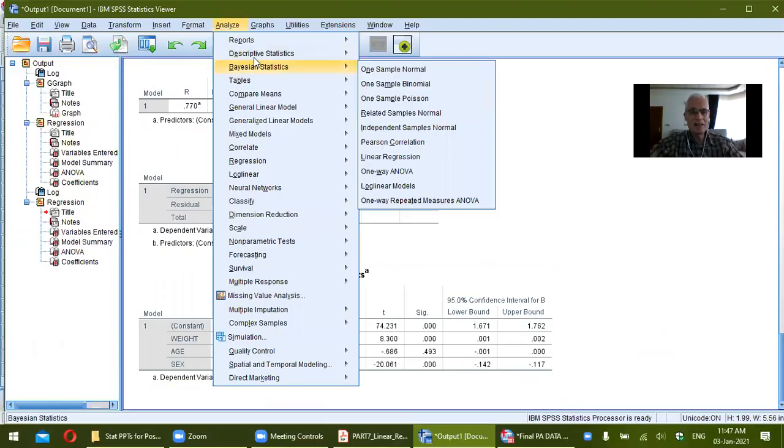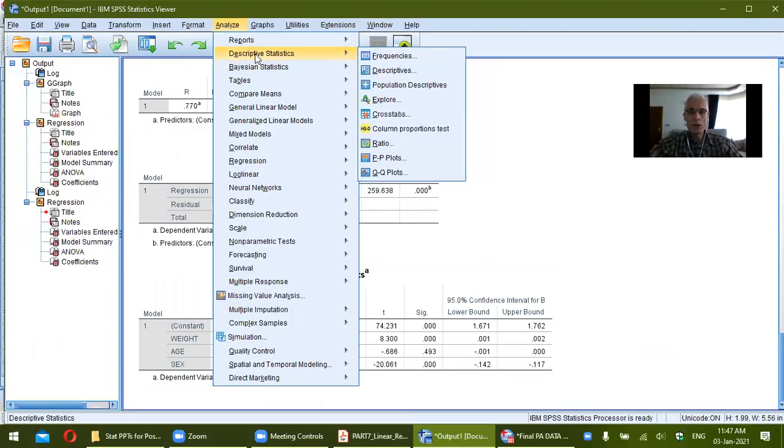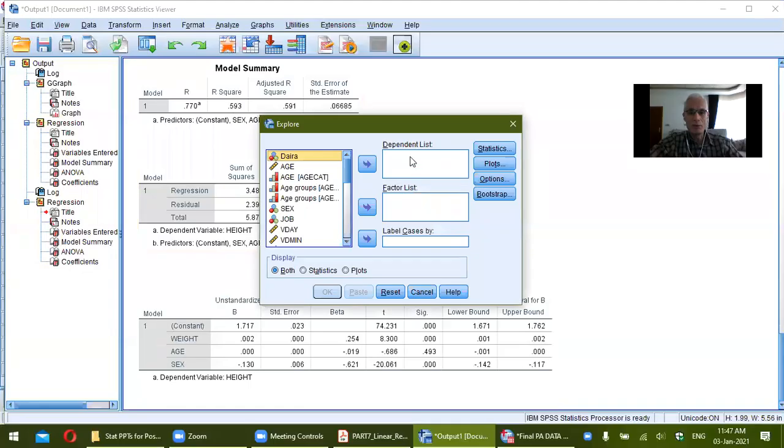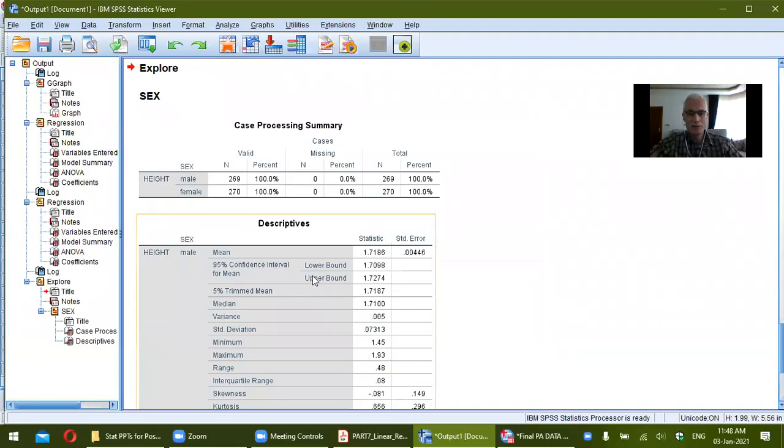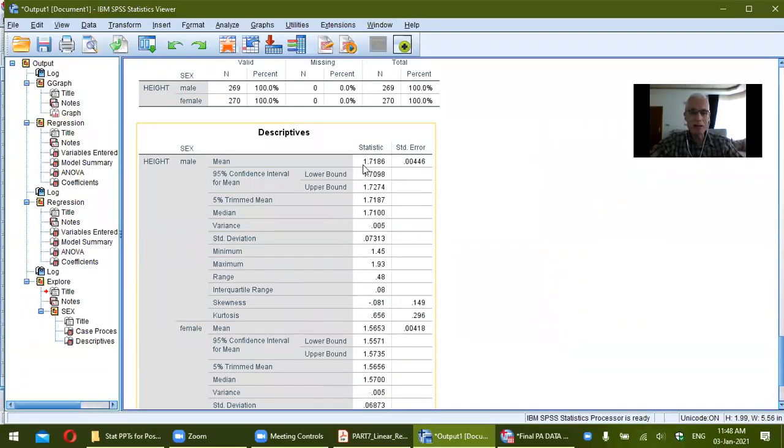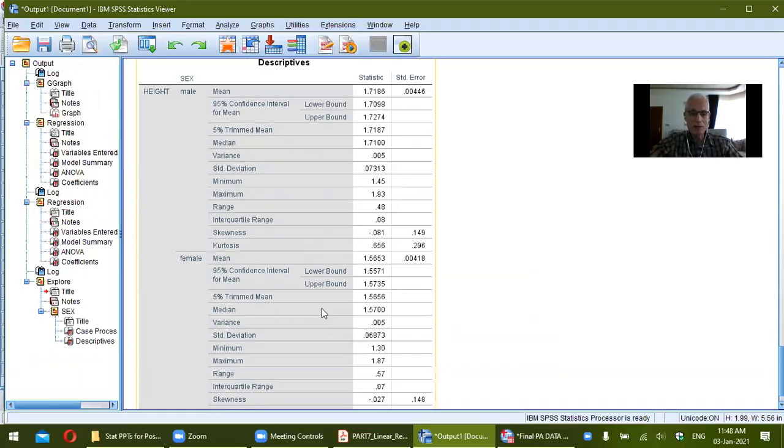If you go and explore the height by sex, just to see the height and the factor sex, you see that the mean for the male is 1.71, while the mean for the female is 1.56. So obviously females are shorter than males. Therefore, it was significantly present in the equation. So we can use this relation.